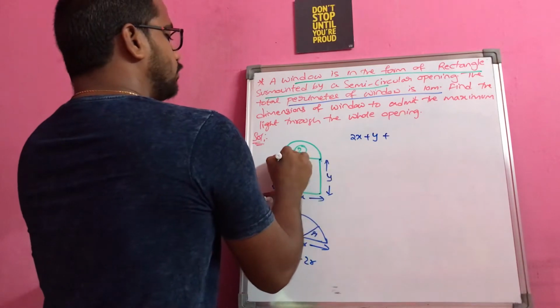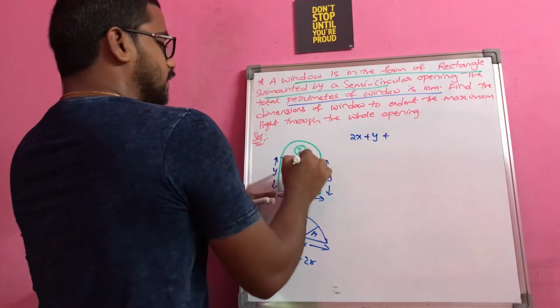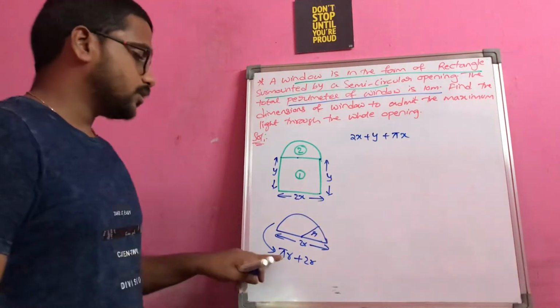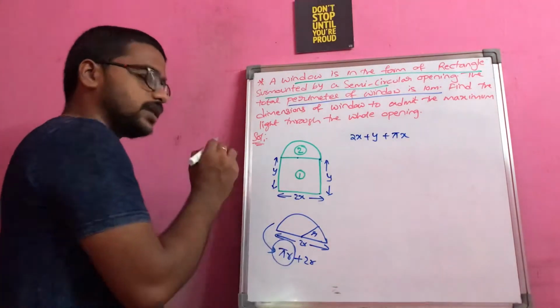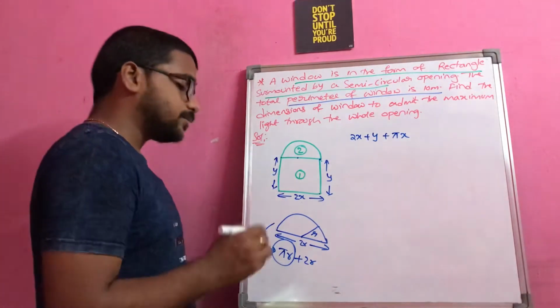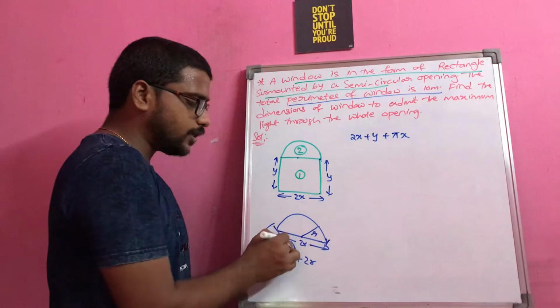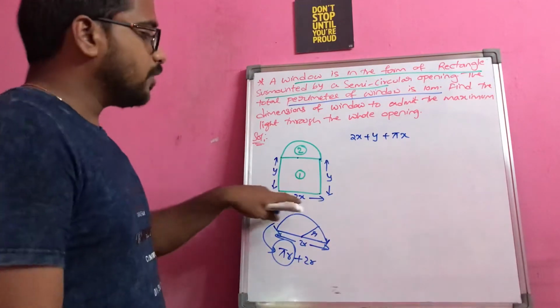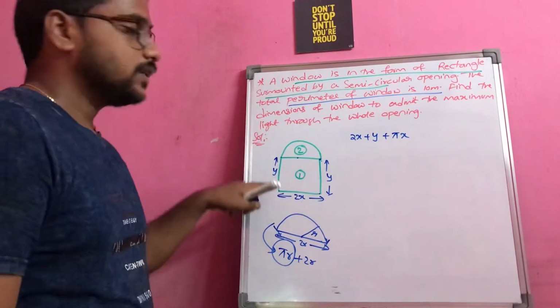From this point to this point it is a 180 degree shift, and the 180 into x will become, because we discussed here, pi r. The perimeter of a semicircle is pi r plus 2r. But you just observe here, we are not going to take this base into count. That means this diameter part we won't count, because you are moving on the circumference.